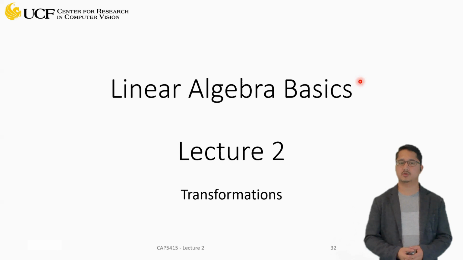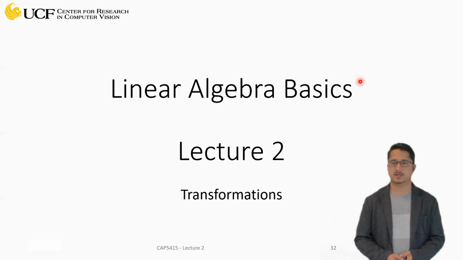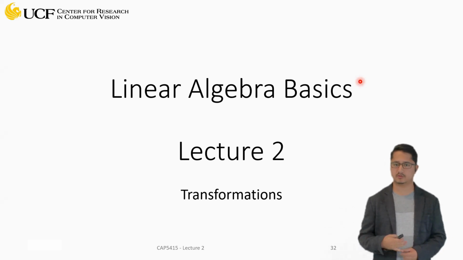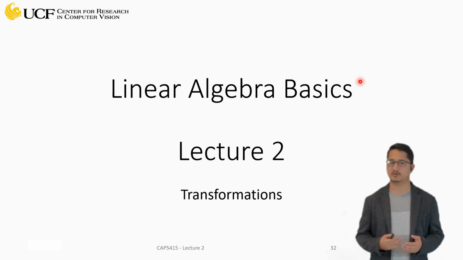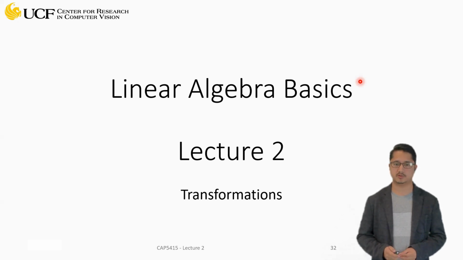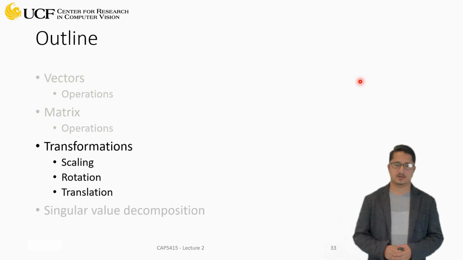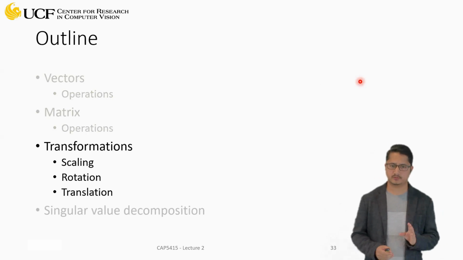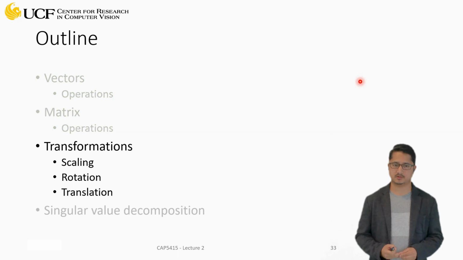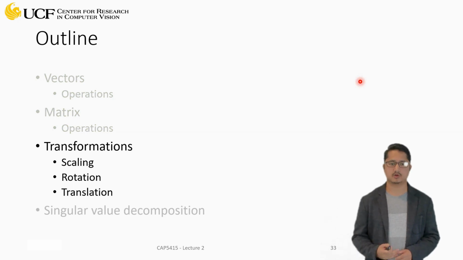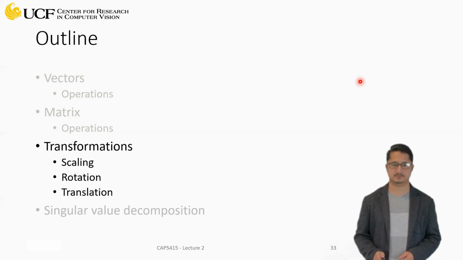Last lecture, we were talking about basics of linear algebra, and we were talking about matrix multiplication, different interpretations of matrix multiplications. Today, we are going to talk about different kinds of transformations which can be performed using those matrix multiplication operations. Basically, we will try to cover three types of transformations, starting off with scaling. Then we'll talk about rotation, and then how we can perform the translation operation in vectors or in matrices.